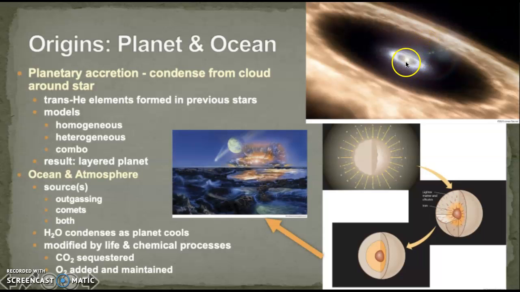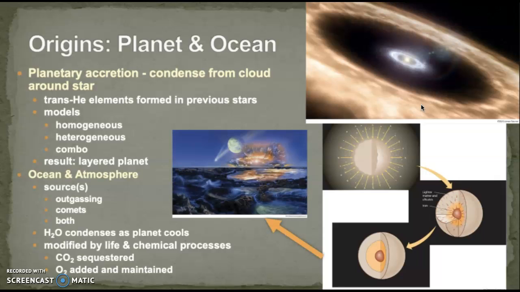So we can see the protostar here in the middle. We can see the disk rotating around it. And the material in the disk has gravity as well. And so as this material condenses, it forms little chunks and pieces. Those little chunks and pieces run into each other and stick together in some cases.